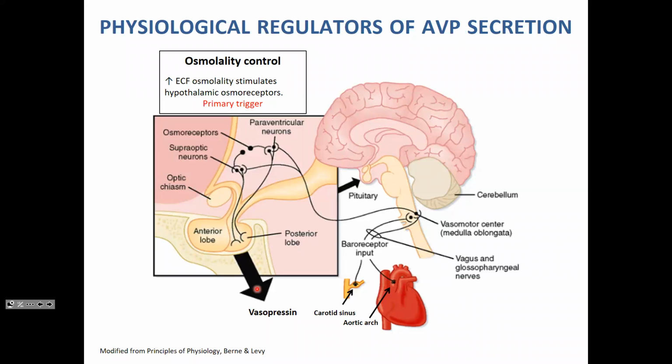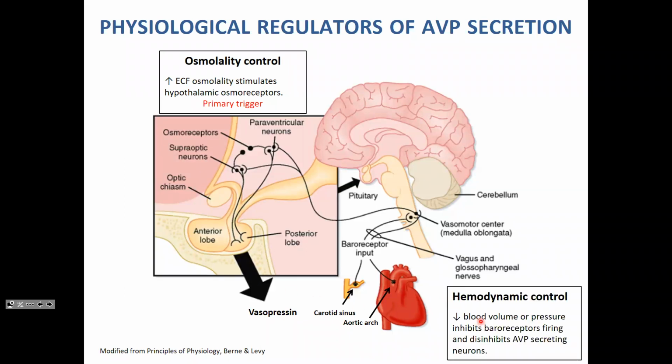There's also a secondary change. So there's hemodynamic control. In both the carotid sinus and the aortic arch, there are baroreceptors, and when they fire, they're putting an inhibitory effect on the paraventricular neurons and the supraoptic neurons. So when I have a decrease in blood pressure or blood volume, those baroreceptors stop firing, and so I'm going to de-inhibit that inhibitory signal. Right? So that's the second. But osmolarity is the most important in determining vasopressin secretion.